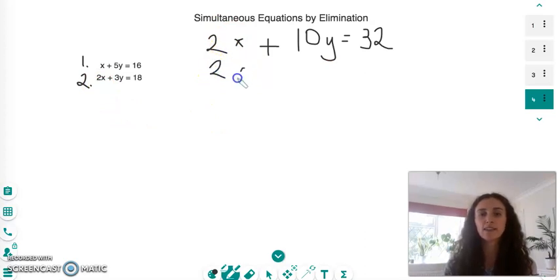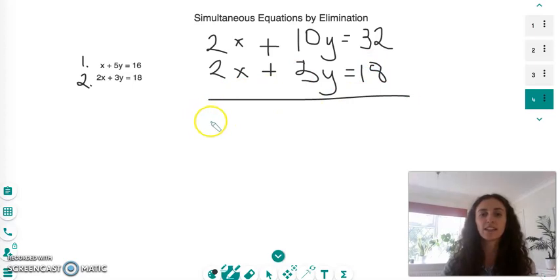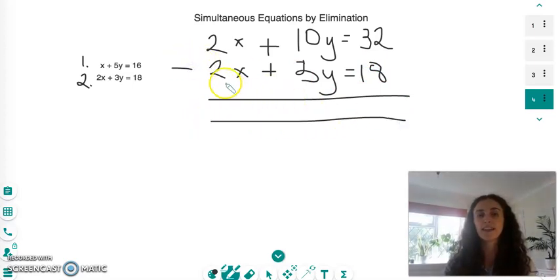We've got 2x plus 3y equals 18. And this is exactly the same as any sort of subtraction. We're just doing it within an equation. So let's subtract this, and I can put brackets around it, just to remind us we've got to subtract everything. So let's do this right hand side first.